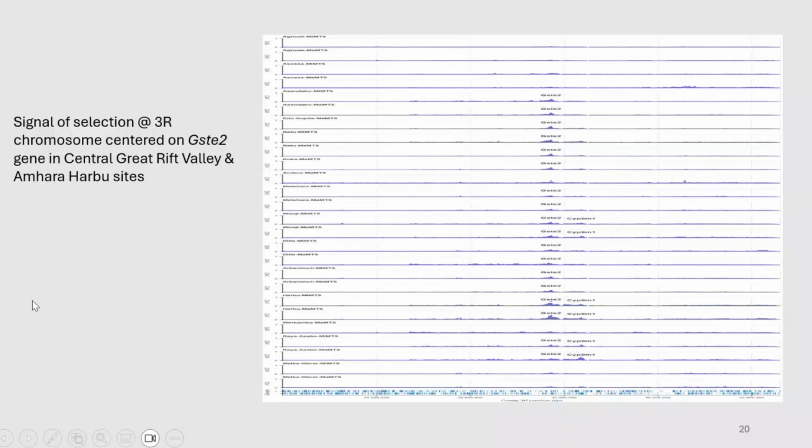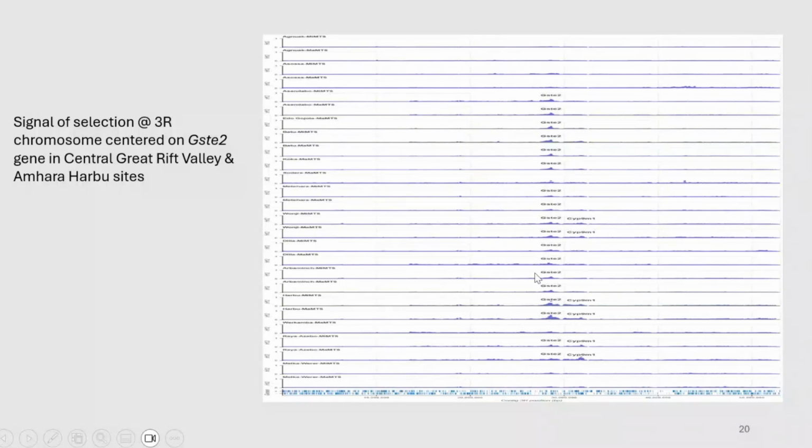We also looked at the chromosome 3 arm, and we found signal of selection centered on the GST2 gene, especially in the central Great Rift Valley of Ethiopia and in the south central part of northern Ethiopia, that is the Amhara Harbo site. But from the northern and western part of Ethiopia, we did not see any signal of selection centered on the GST2 gene, but we found signal of selection from the central Great Rift Valley of Ethiopia, where we found even high frequency of copy number of that gene.